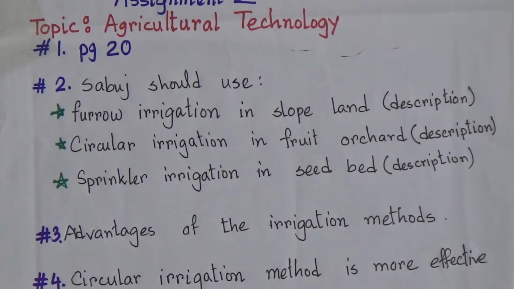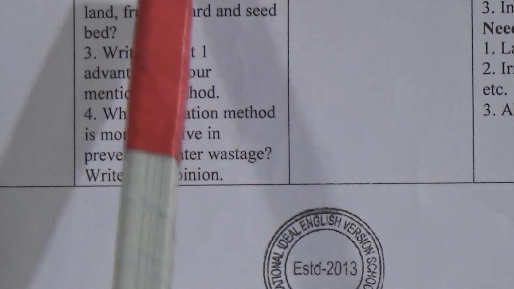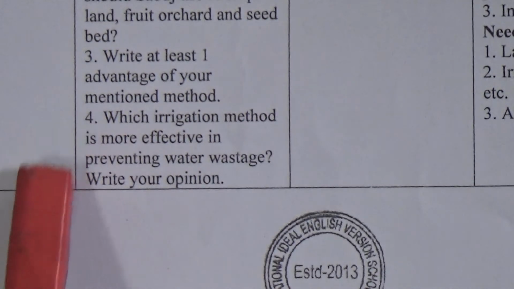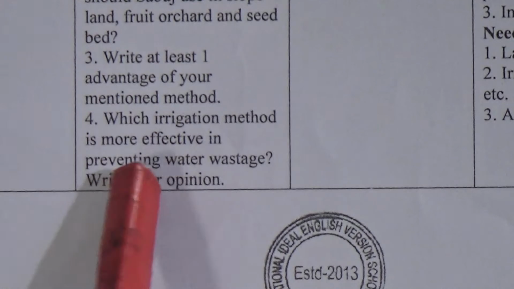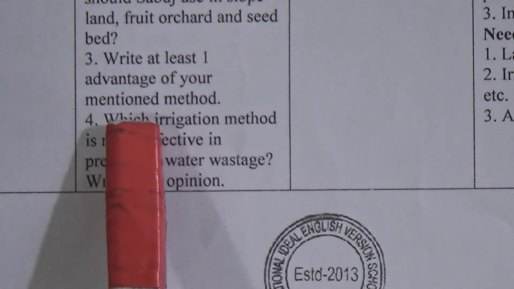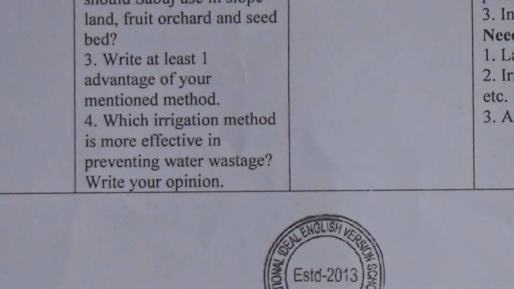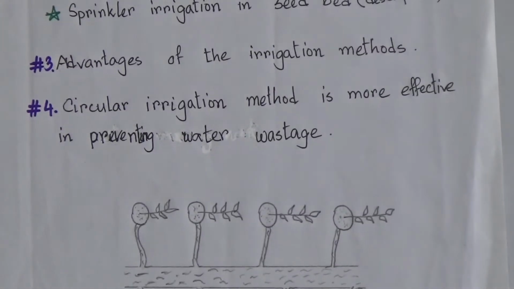Number 3, write at least one advantage of your mentioned method. Here you have to discuss at least one advantage. Here it is asked that you must give one, not less than one. So you can give more than one. You can write 2 or 3 advantages at least for each. Okay, so you will write the advantages of the irrigation methods from your textbooks.